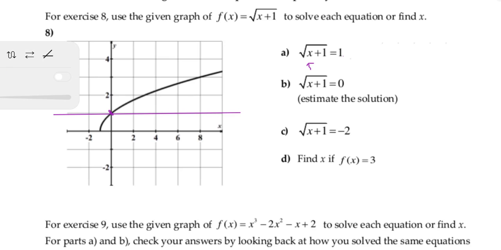So the solution, what value of x is going to give me 1? The answer would be x equals 0, because that's where the intersection happened, at 0.